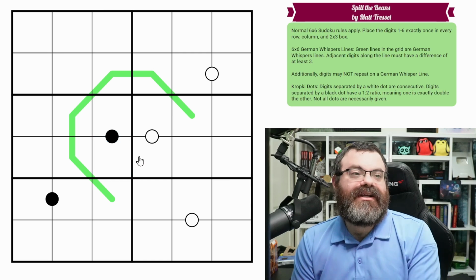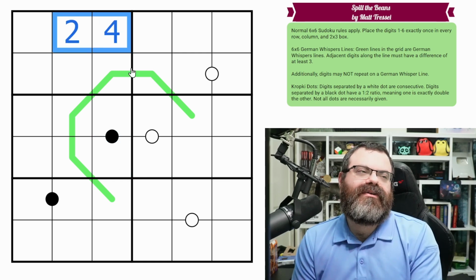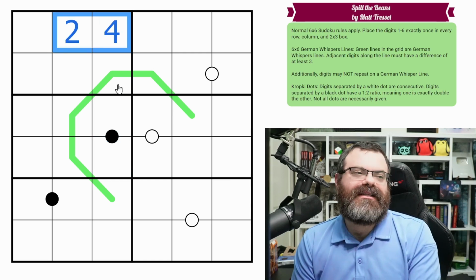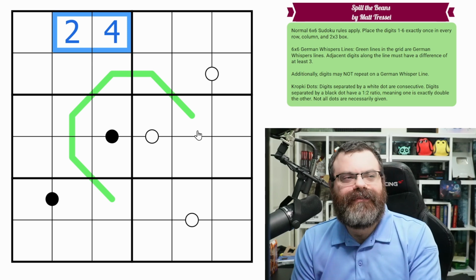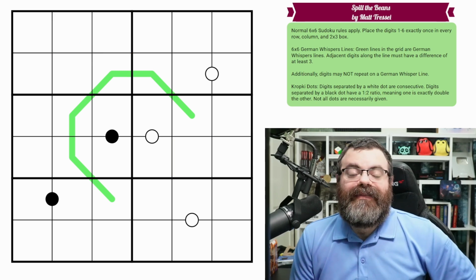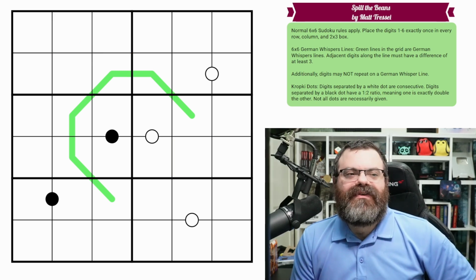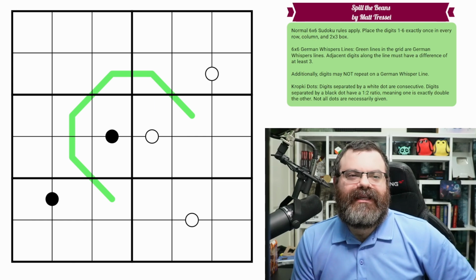Not all the dots are necessarily given. So if we had, say, 2, 4 here, there could have been a black dot. There isn't, and that's perfectly fine. We're allowed to put 2, 4 next to each other. All right, and that's it. Those are the rules. There's a link in the description if you'd like to try the puzzle yourself, and I'm going to get started right now.